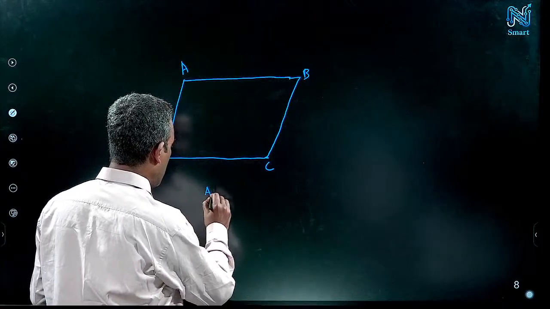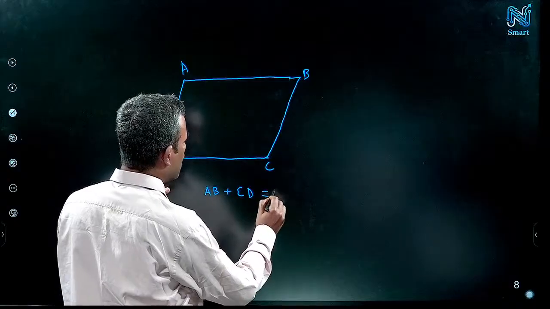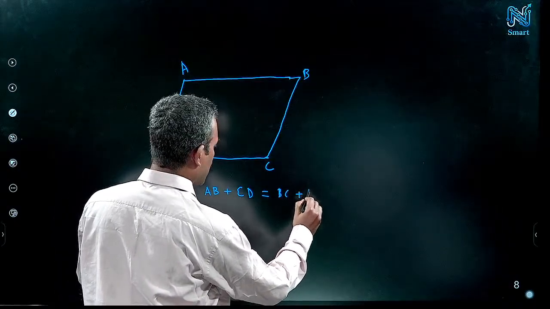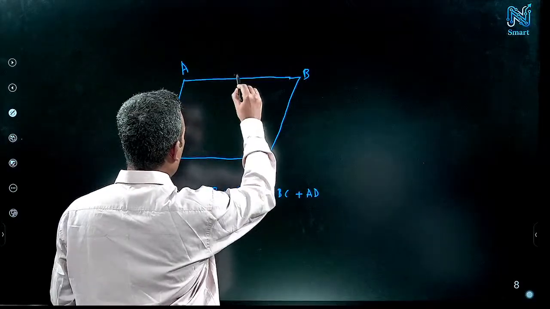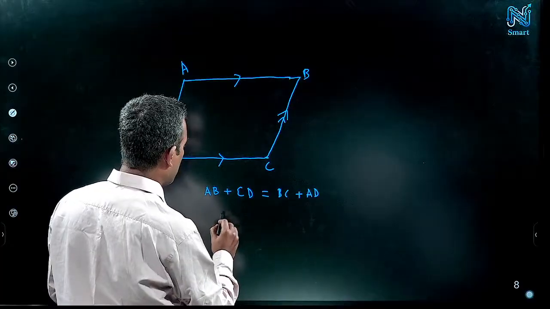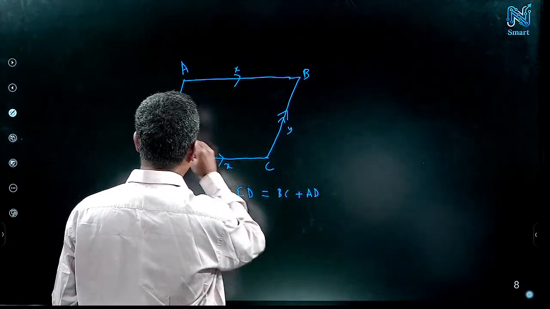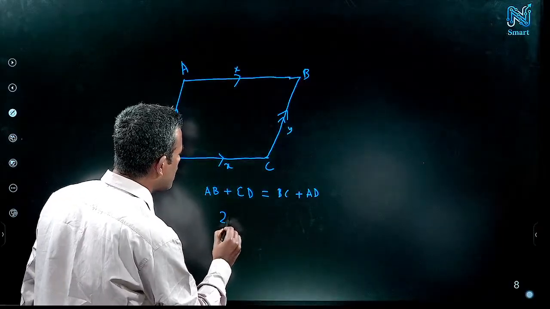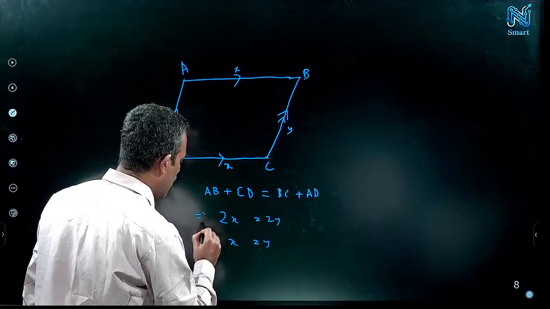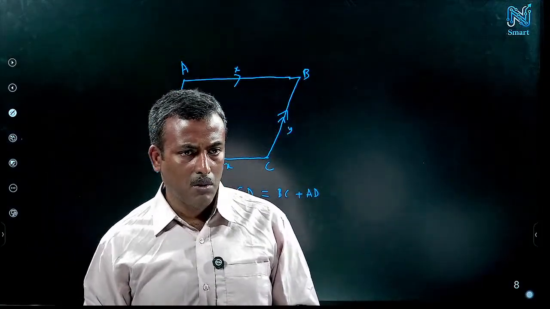AB plus CD is equal to BC plus AD, and we already have this. We know this is x, then it is x, this is y, this is y. That means 2x is equal to 2y. That means x equals y. That means the rhombus. But is it true for any rhombus?